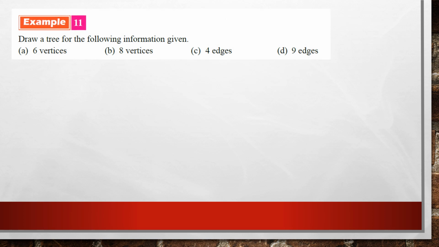Next, we look at example 11. Draw a tree for the following information given. So part A, they ask to draw a tree when you have 6 vertices. So when 6 vertices, you must know that the edges are supposed to be 5 edges. You must calculate that when you have 6 vertices, you have 5 edges. So the condition must be followed.